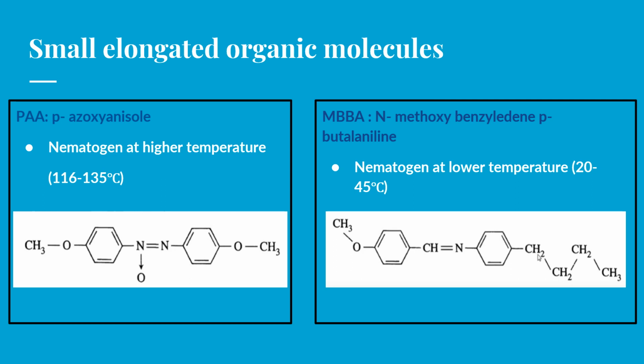Another example that is most commonly used is MBBA, that is N-(4-methoxybenzylidene)-4-butylaniline. Here also we can see two rings that are connected and have a tail. It is also a nematogen that is used in the laboratory to demonstrate liquid crystal experiments. This gives its nematic liquid crystal phase between 20 degrees to 47 degrees Celsius, but it is less stable than PAA, which is a drawback.